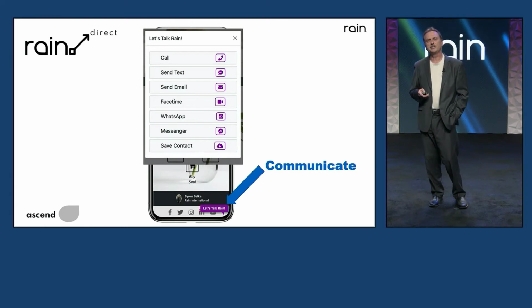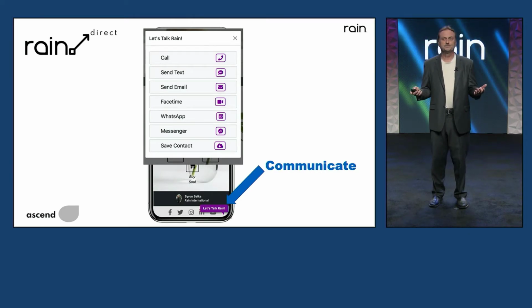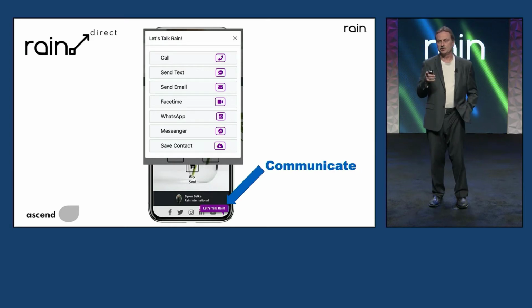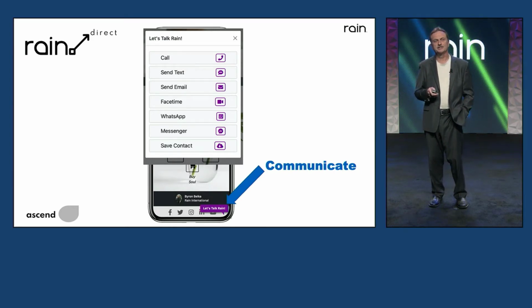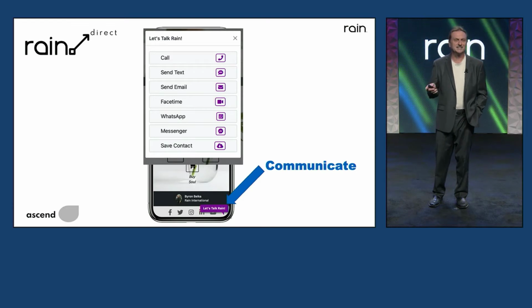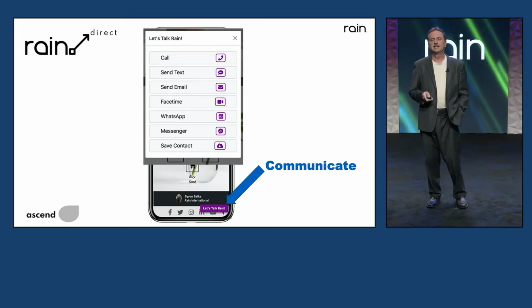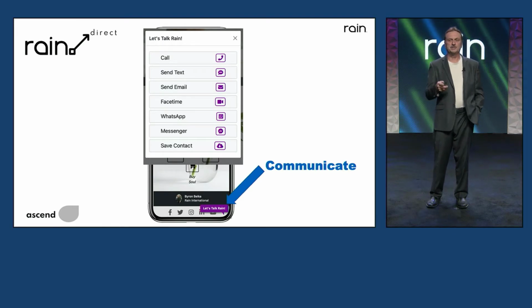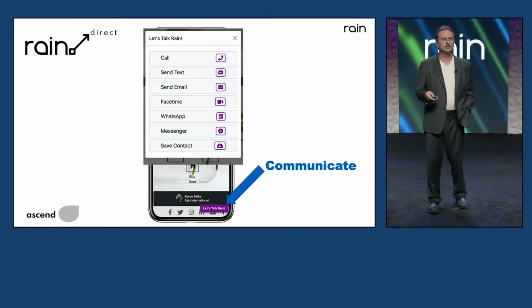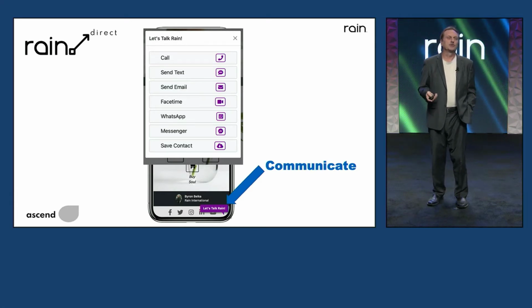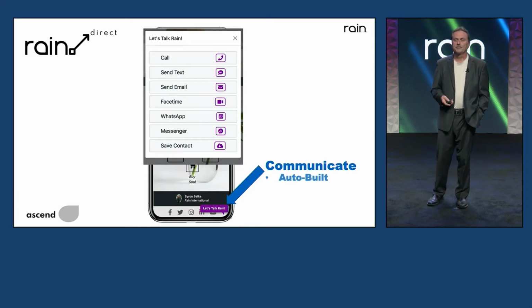Here's the next really slick thing. What do you need to do? Communicate, right? So when people see this video landing page, on the bottom you see that little purple button that says Let's Talk Rain. Well, that can say whatever it wants to for your case. But if someone clicks that, they can communicate with you. And look at some of the examples. Call you, text you, Facebook Messenger, email, WhatsApp, whatever you need. And you can enable or disable any of those you want.